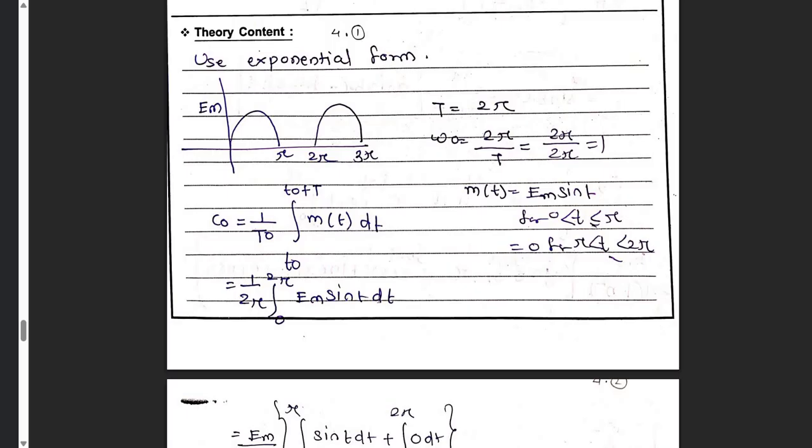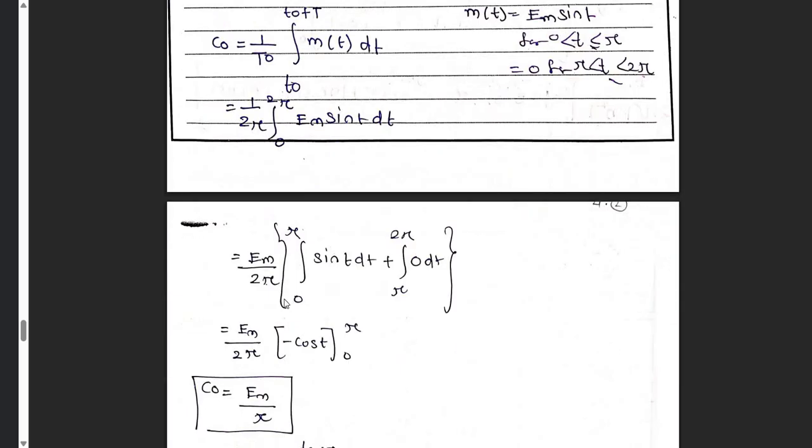So integral 0 to 2 pi of Em sin t dt. Now this Em is constant, we will take it outside. This is 1 upon 2 pi, so Em by 2 pi. And the limit is 0 to pi of sin t, where the signal is existing, and from pi to 2 pi it is 0. So sin t dt plus 0 dt. Now this second term is 0.